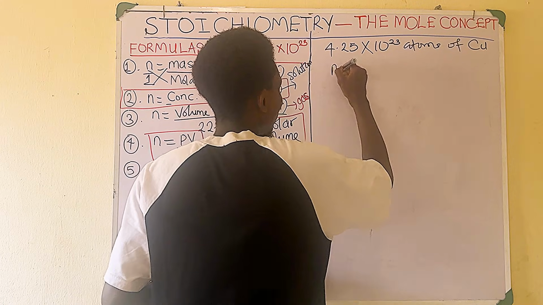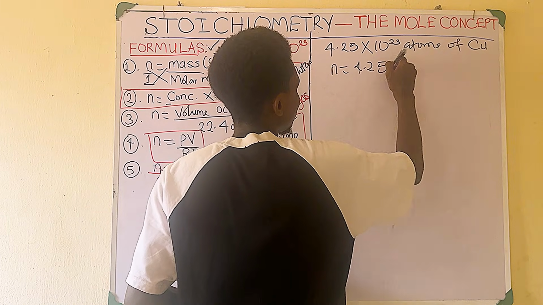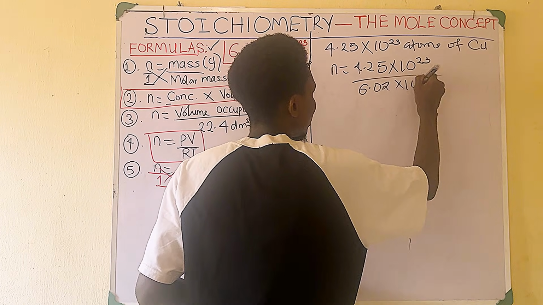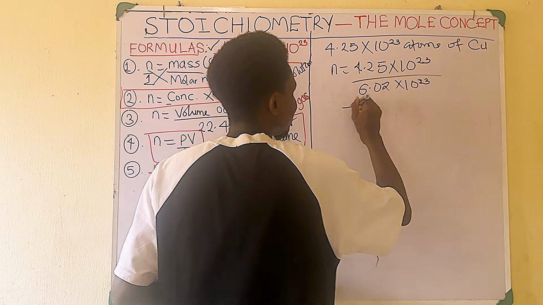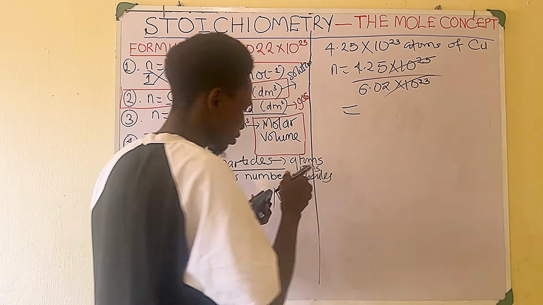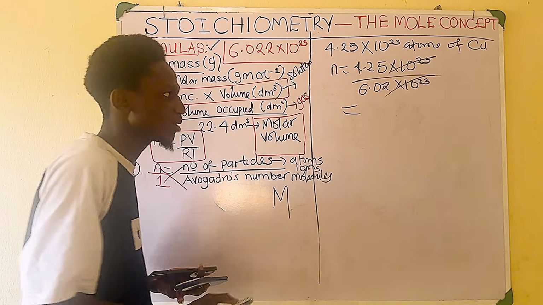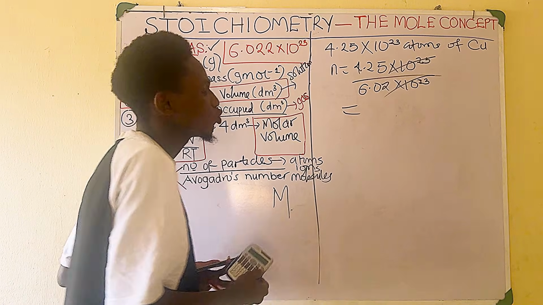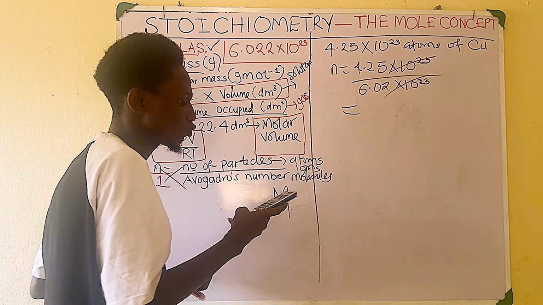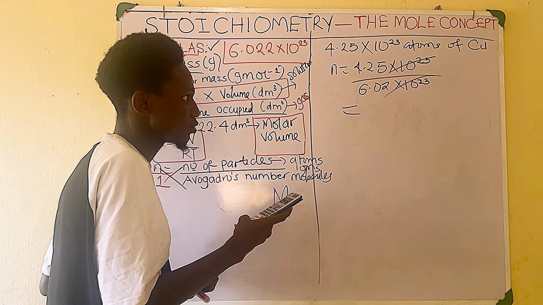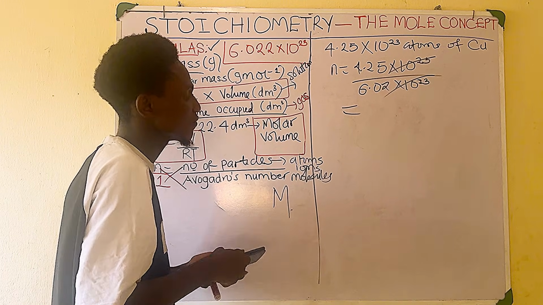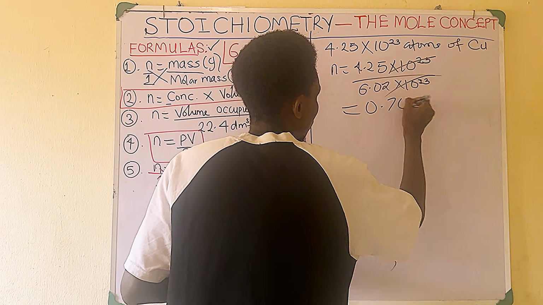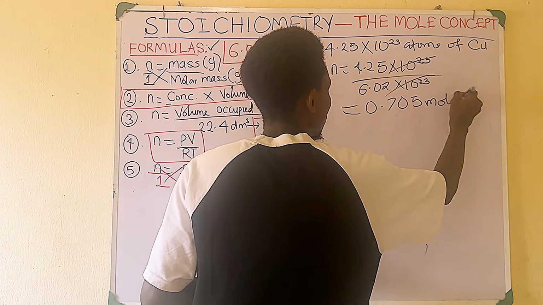So straight up, n equals 4.25, which is even one of the simplest you can get, divided by 6.02 times 10 raised to the power 23. Remember our Avogadro's number. You must master these things. This cancels this. Be very smart: don't go and type times 10 raised to the power 23 on your calculator. If you're writing a CBT exam, cancel it out immediately. So you are left with 4.25 divided by 6.02, which gives you 0.705. So your number of moles is 0.705.